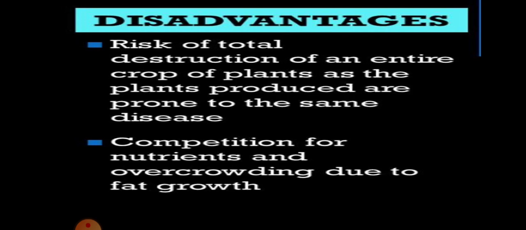Next we saw the disadvantages of natural vegetative propagation. Here the plant varieties obtained by this technique lose their vigor and become prone to diseases. There is a risk of total destruction of an entire crop, as the plants produced are prone to the same disease. There is also competition for nutrients and overcrowding due to fast growth.